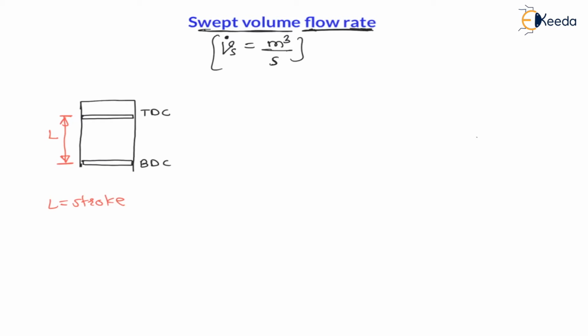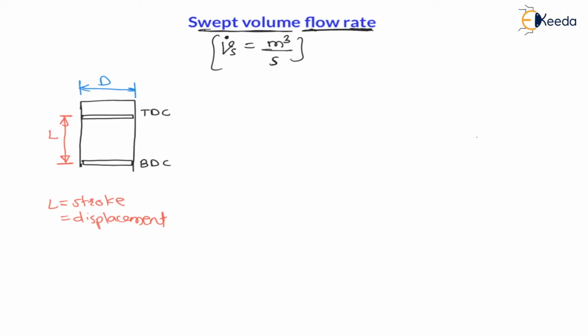or displacement of piston. By this much amount the piston is displaced inside the cylinder from TDC to BDC and BDC to TDC. And this cylinder will be having some diameter. Let us say the diameter of piston or diameter of cylinder is D, capital D.